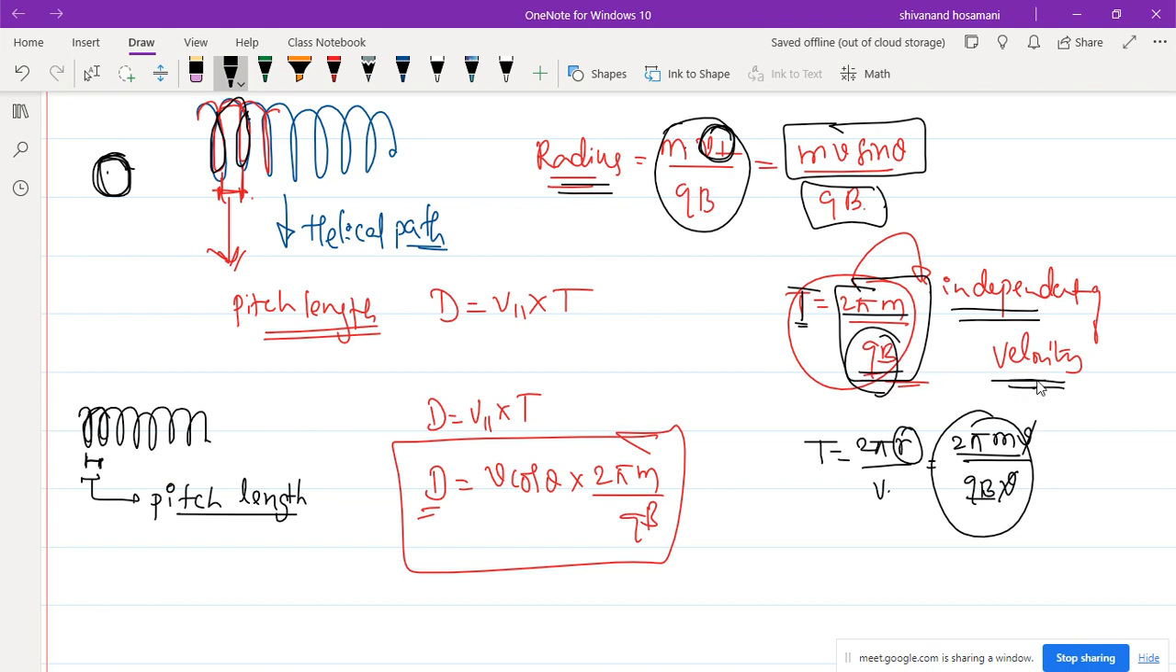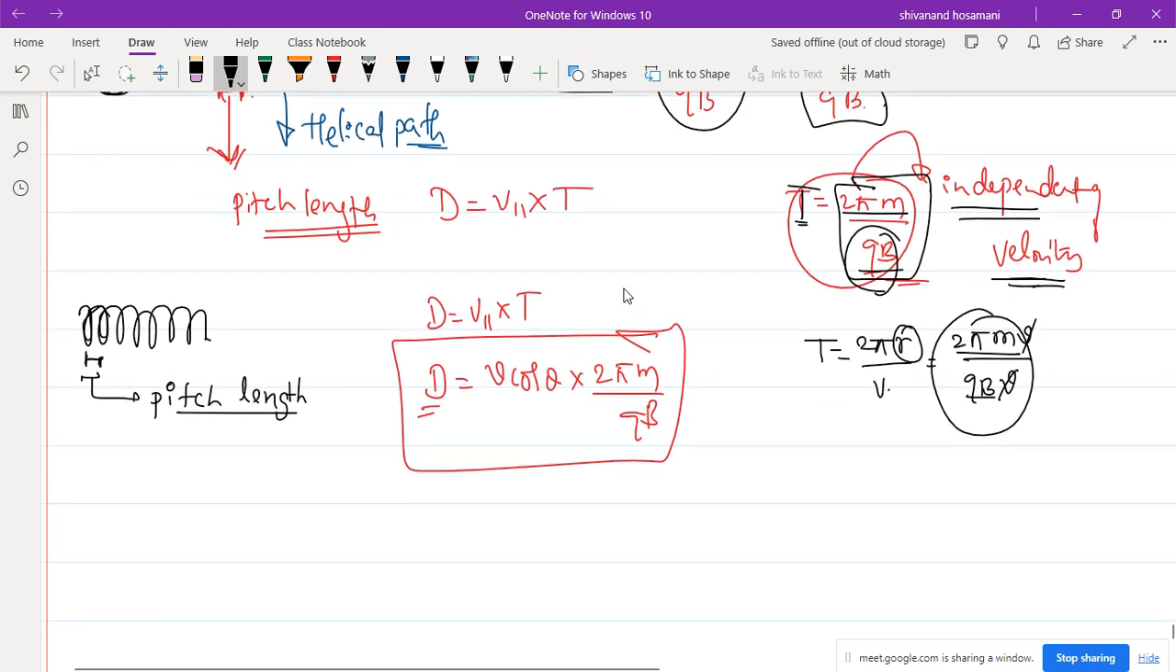Whether it is moving perpendicular or what the parallel component of the velocity is, the time period will be the same. So if you are taking the time period, as it is revolving, complete one revolution.